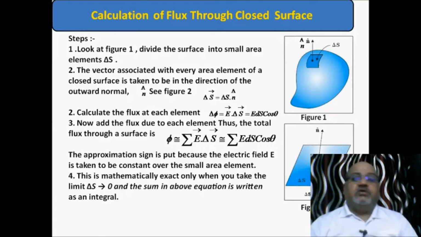We apply the concept of integration. For this, we take delta S approaching 0 for a very infinitely small area element. Then this converts to the exact phi equal to the integration of the scalar product of E vector dot area vector, that is integration E dS cos theta over the surface. Phi is exactly equal to the integration of the scalar product of E and dS.